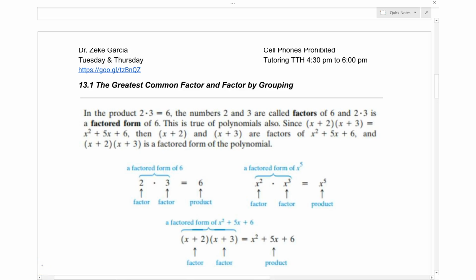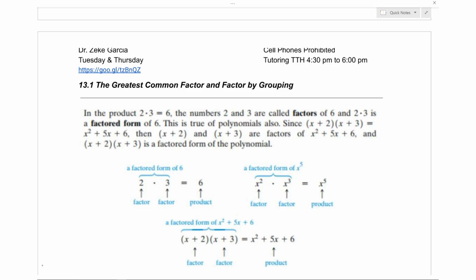Today's lesson is the greatest common factor and factor by grouping. In the product 2 times 3 equals 6, the numbers 2 and 3 are called factors of 6. And 2 times 3 is the factored form of 6.